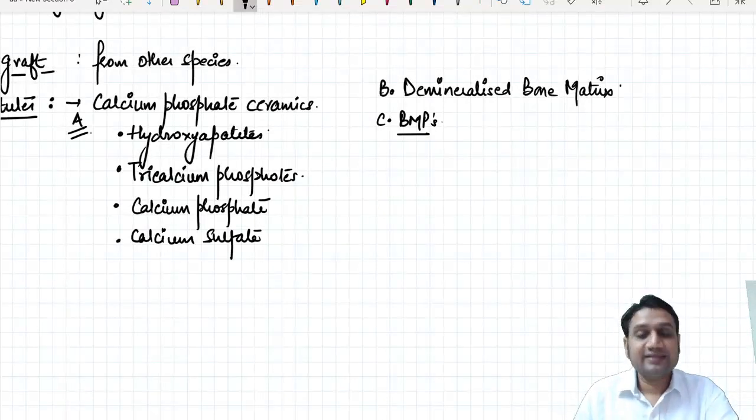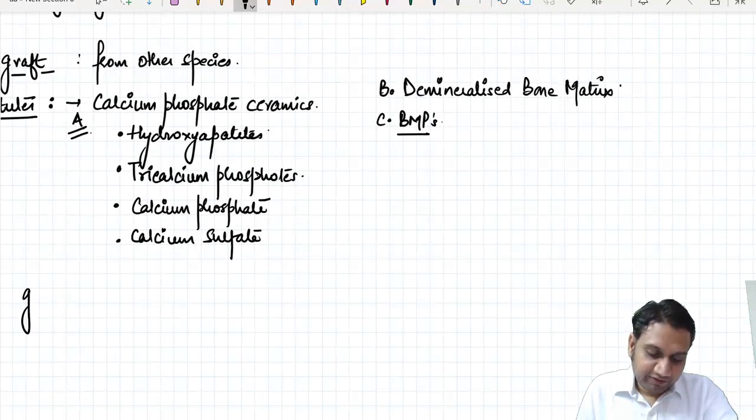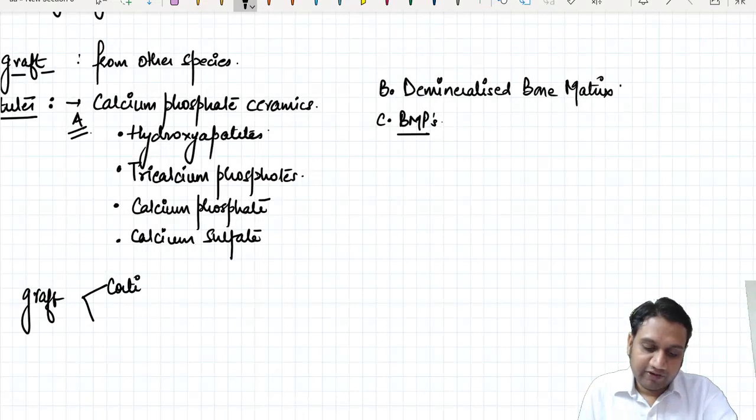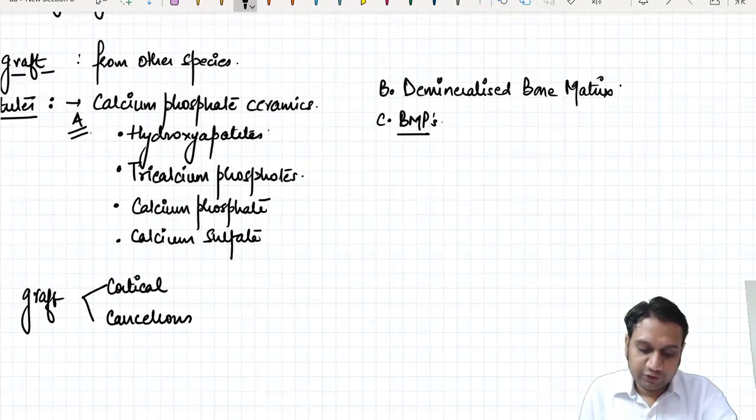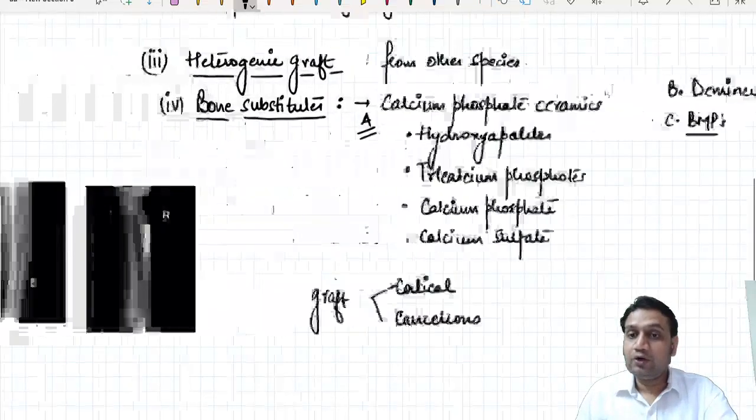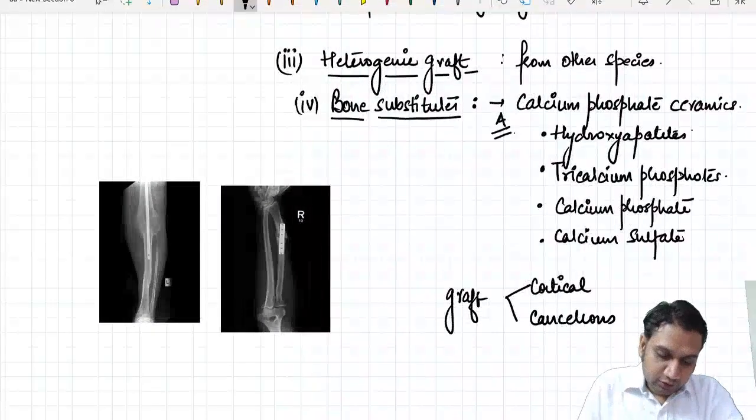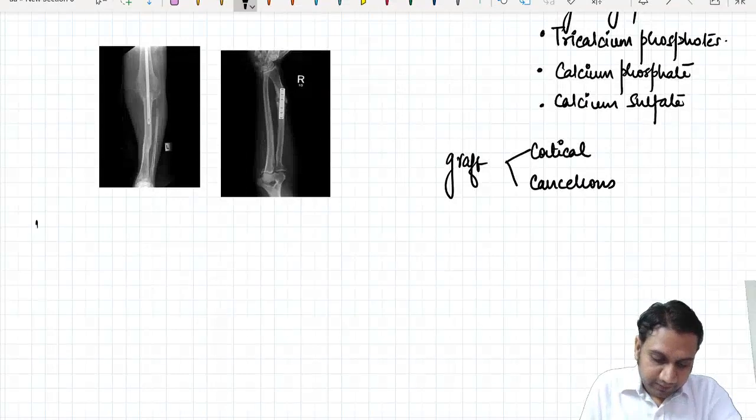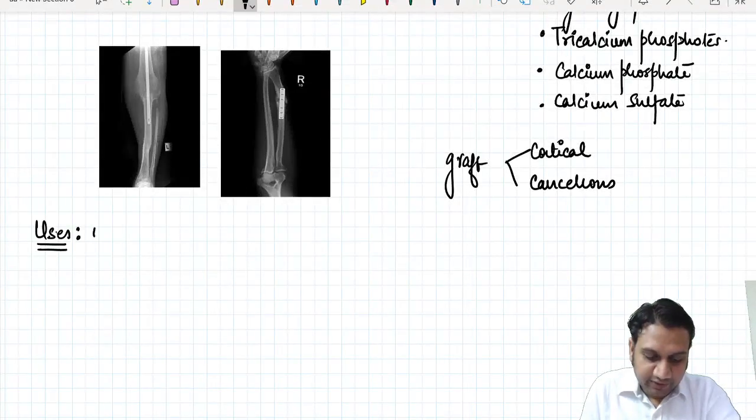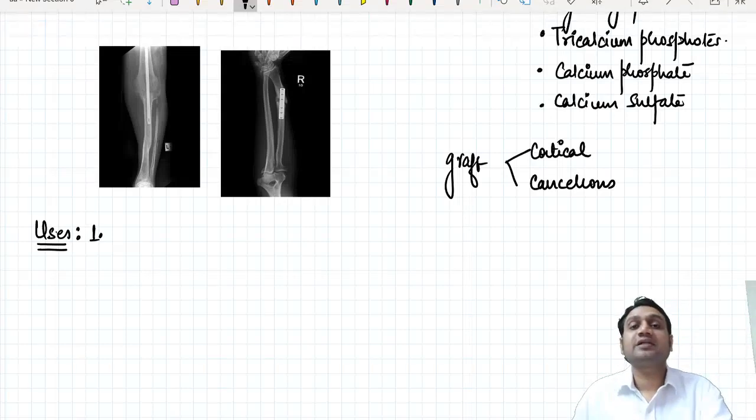Now, as I told you, the bone graft can be cortical or cancellous. I told you that wherever you are taking it from, you call it that kind of graft. Now the uses for bone graft. What are the primary sites where we can use the bone graft? Two X-rays are visible to you.